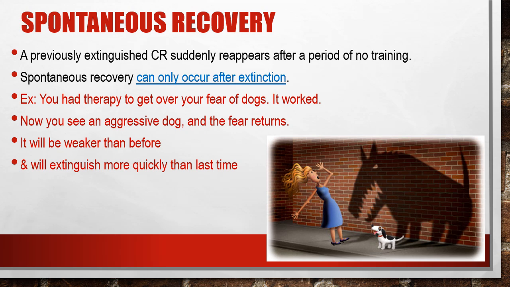You used to be afraid of dogs. You went to a lot of therapy to get over your fear of dogs, and it worked for a very long time. You were not afraid of dogs. But now you're out in the dog park and you're there alone, and someone's aggressive dog is running towards you, and suddenly the fear returns. Now it's going to be weaker than before, and it's going to extinguish or go away faster than it did before. But all of a sudden, your heart was racing and you had that little blip of fear that you thought you were completely over.